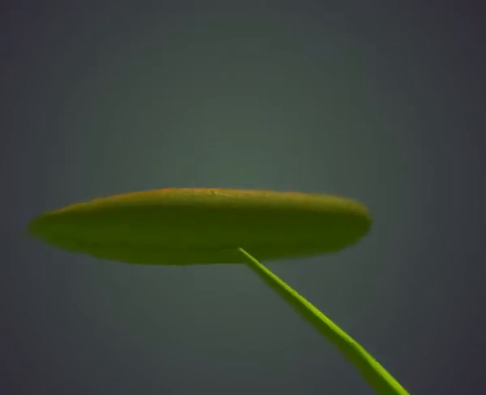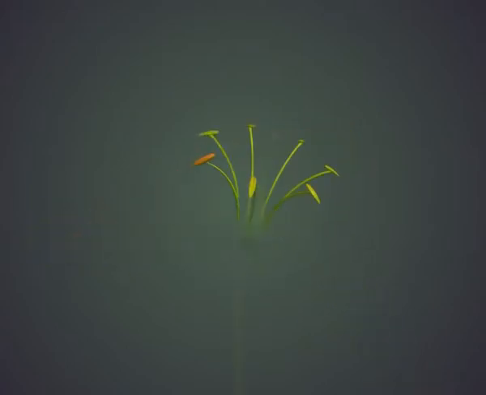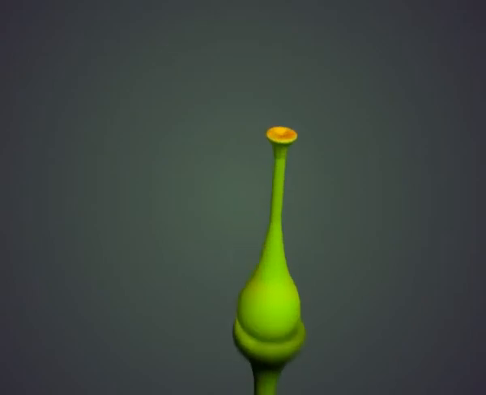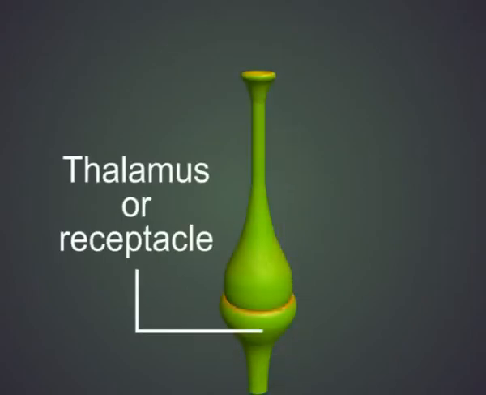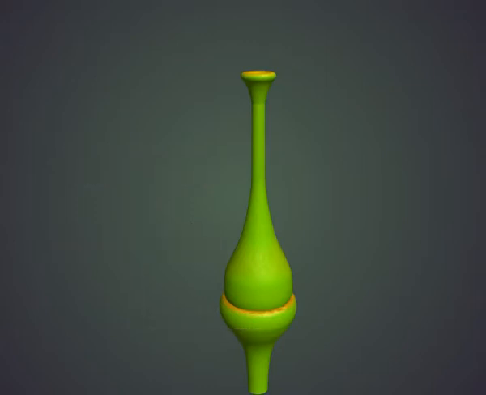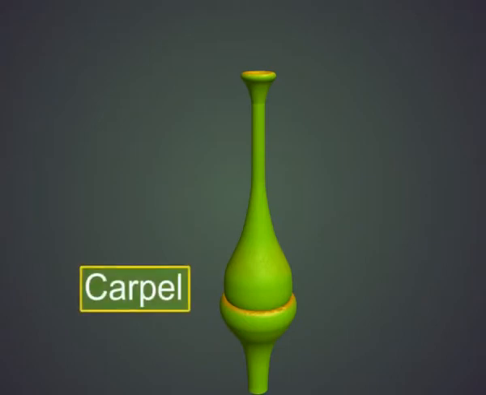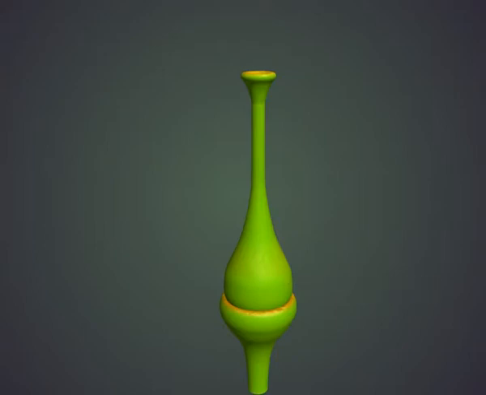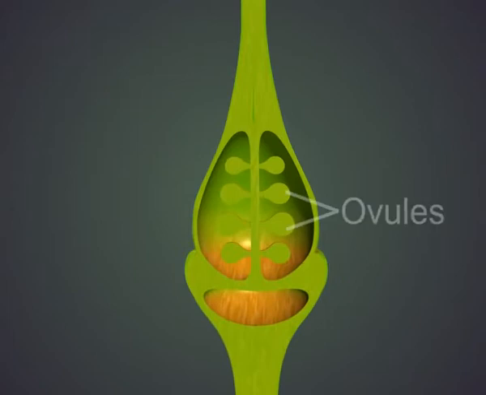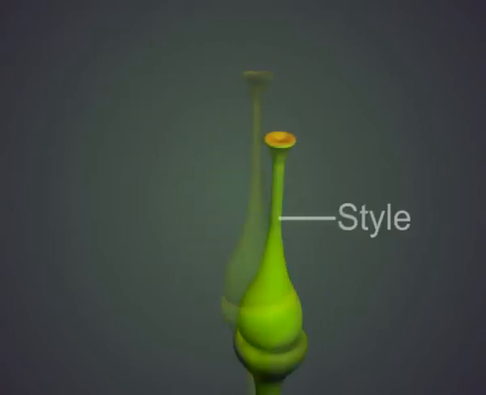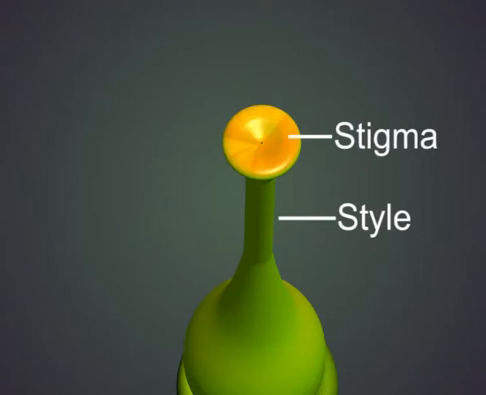The terminal part of the shoot, which gets modified as a flower and supports all the floral appendages, is called thalamus or receptacle. In the very center of the flower are the female reproductive organs. The female part of a flower is known as carpel, consisting of a basal swollen ovary, which contains one or more ovules, a style, and the sticky stigma.